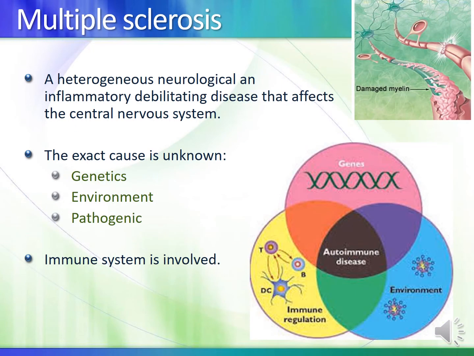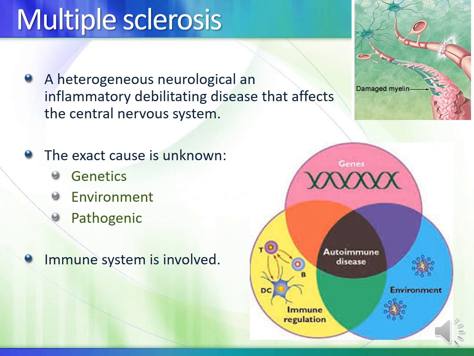I'll give you an example from something that I've been working on, which is multiple sclerosis. Now, this is a heterogeneous neurological autoimmune disease. It is an inflammatory disease that results in the degradation of the myelin sheath. Now, it has been known that there are a number of factors associated with multiple sclerosis, and these include genetic factors, as well as environmental factors and immune regulation, or even pathogenic contribution as well.